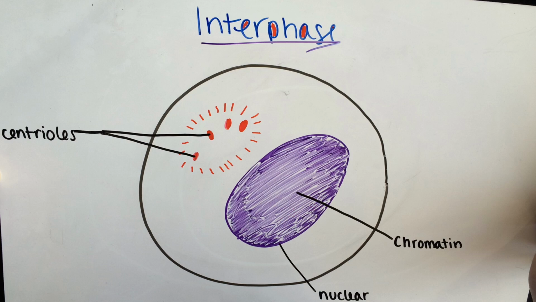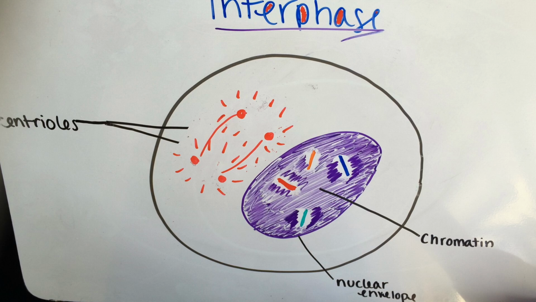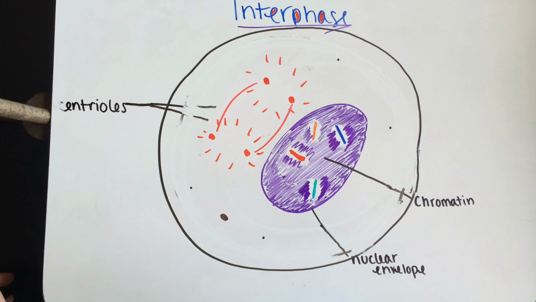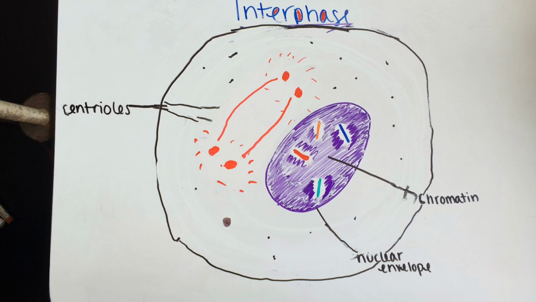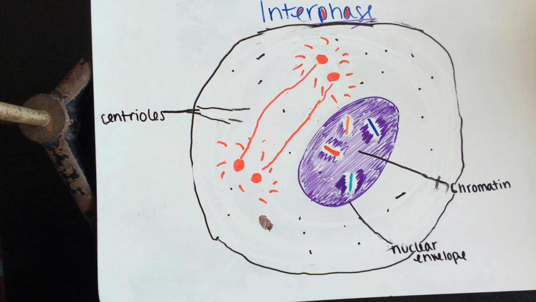Interphase is separated into three phases, G1, S, and G2. In the G1 phase, new cells grow and make organelles and proteins. In the S phase, chromosomes are replicated and DNA molecules and proteins are made. In G2, organelles and molecules are made. These are then used for division.